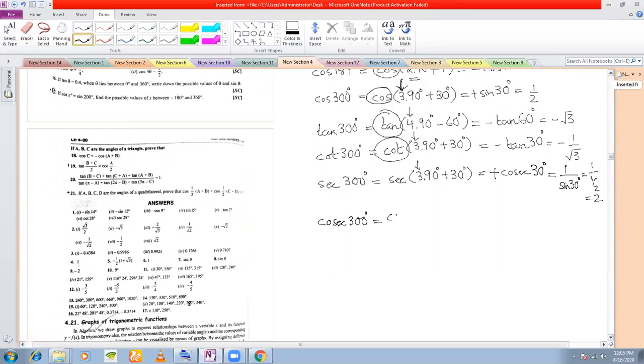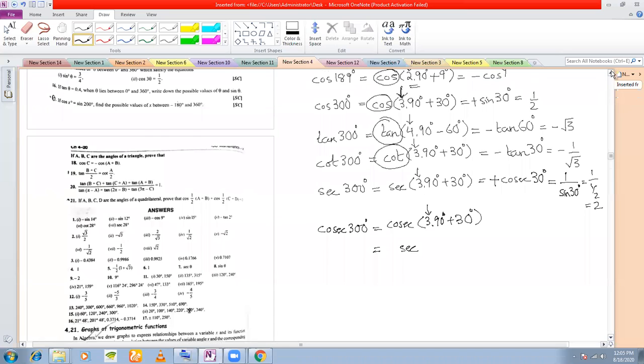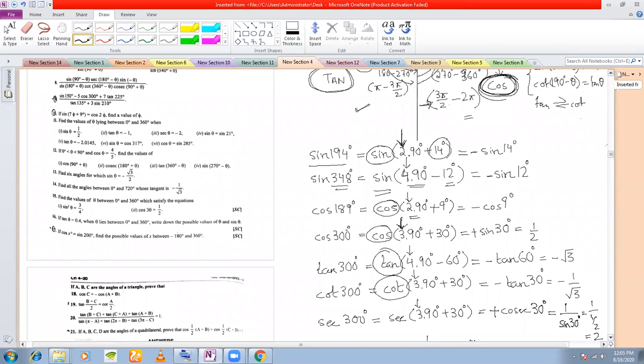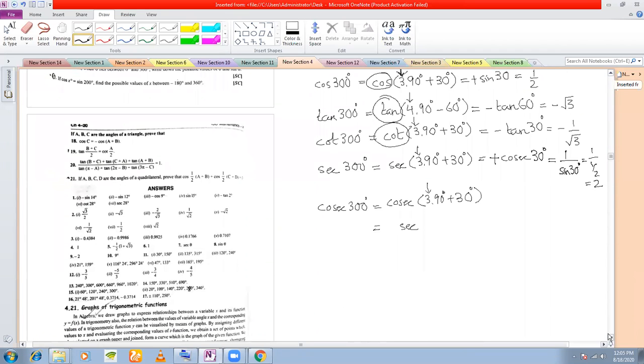Again an odd multiple, cosec of 3 into 90 degree plus 30 degree. Now let's see, odd multiple, so cosec will change to sec. Now let's see what the sign of this sec is. This is in the fourth quadrant, right? 3 into 90 degree plus 30 degree is in the fourth quadrant, in which only cos is positive. Cos and sec are positive. But I have a cosec here, right? It should be negative.